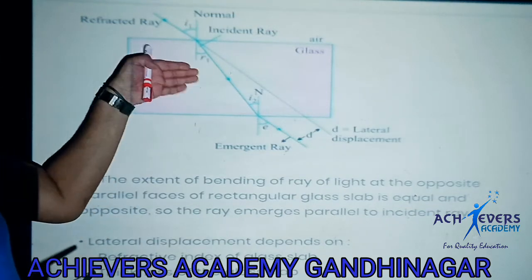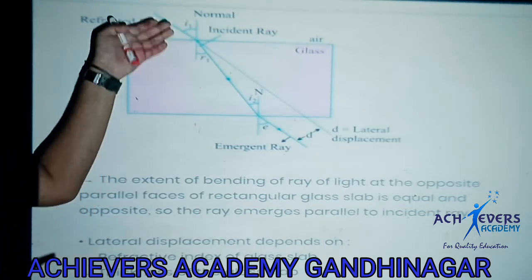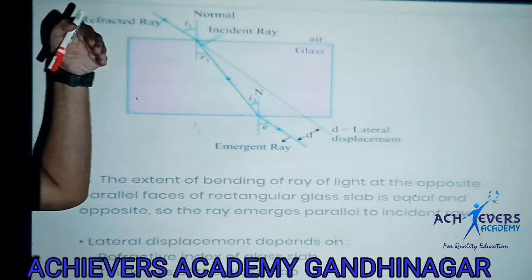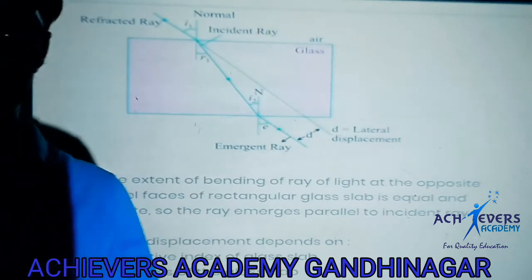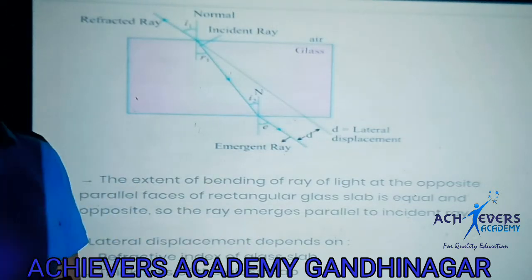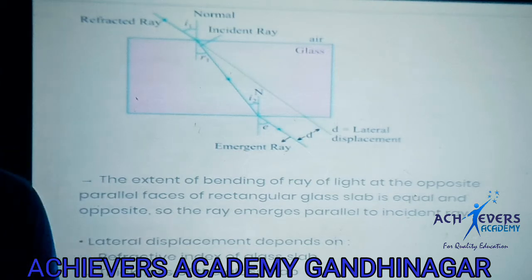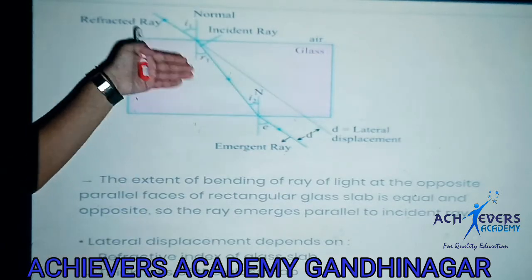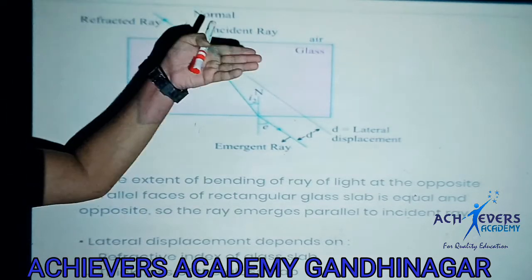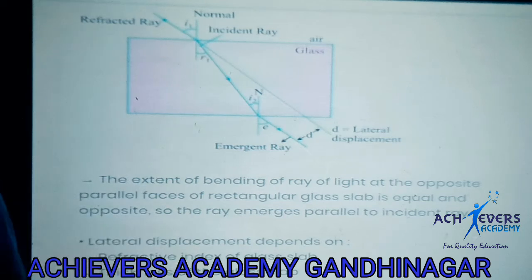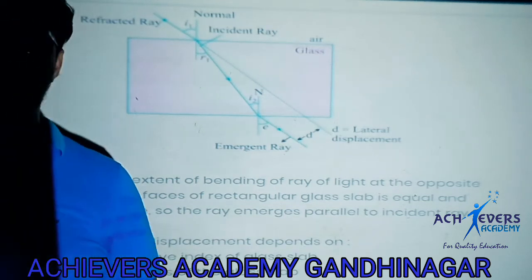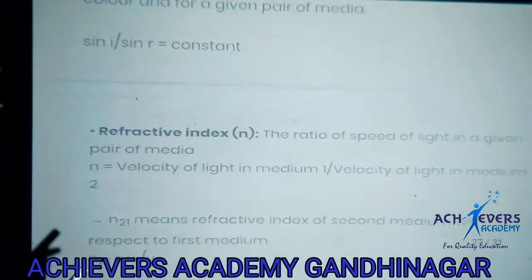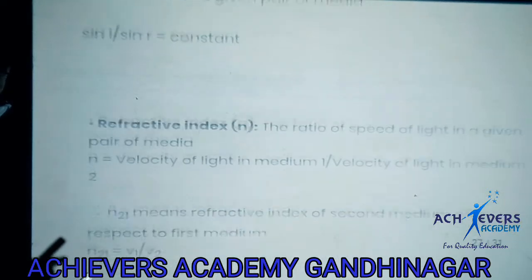So suppose this is a glass. In this glass, what is the speed? Suppose I am comparing it with air or vacuum. If you compare with vacuum, we call it the absolute refractive index. So suppose I am comparing the speed of light in this glass and the speed of light in air. I will have two speeds. The ratio of those two speeds will be known as the refractive index.